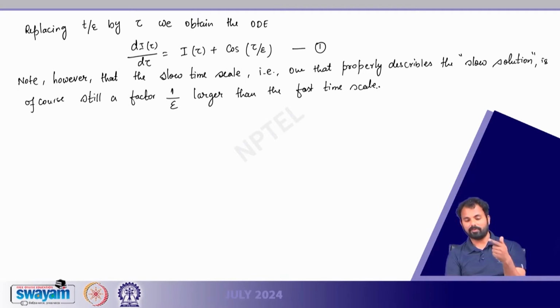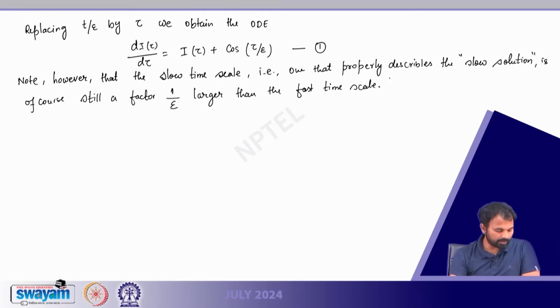So this fast scale is actually given by our tau, which is basically t by epsilon, right. So if t represents the slow time scale, then t by epsilon will represent the fast time scale. So obviously it is larger than 1 by epsilon scale factor. Now in many practical applications we often find a dimensionless parameter which indicates the presence of multiple time scales and therefore requires careful consideration, right.